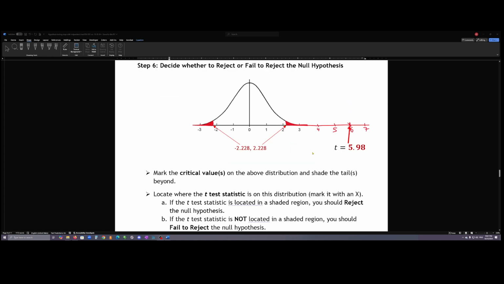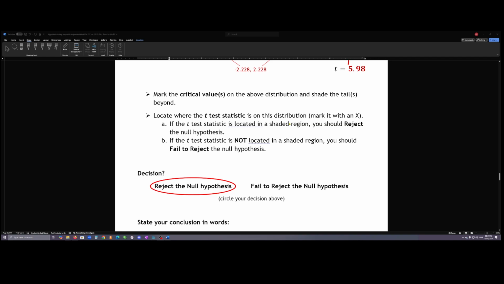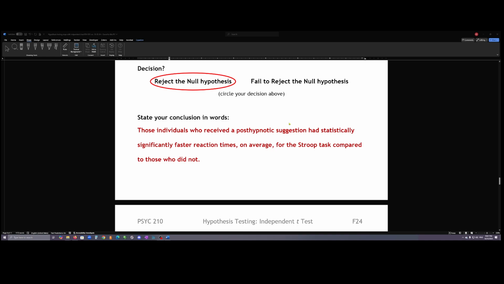So, decision being, do we reject the null? Well, yeah, it is way, way different than that cutoff. It's way beyond it. So, in terms of what we can conclude here, essentially, the individuals who got that post-hypnotic suggestion had statistically significant faster reaction times on average for the Stroop task compared to those who did not.